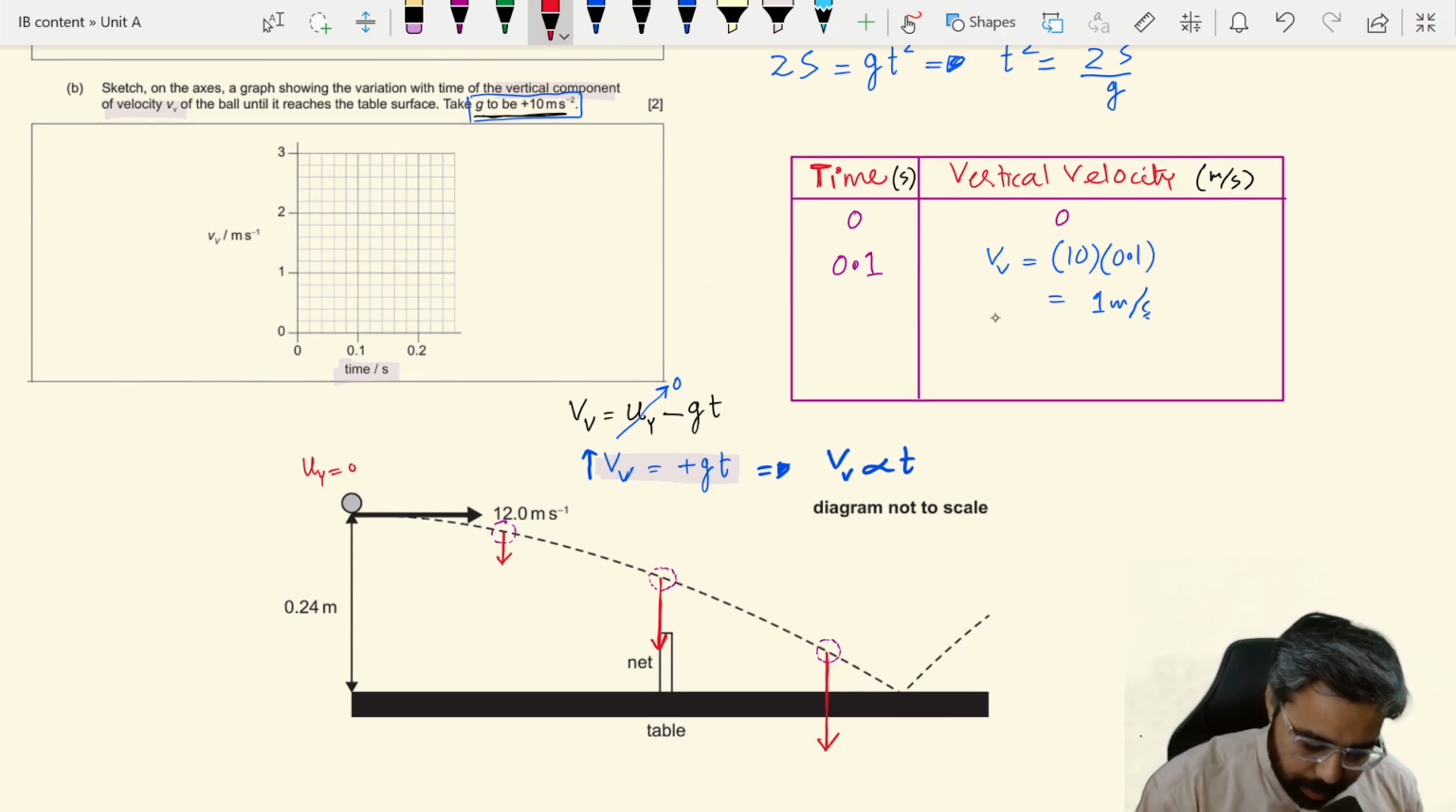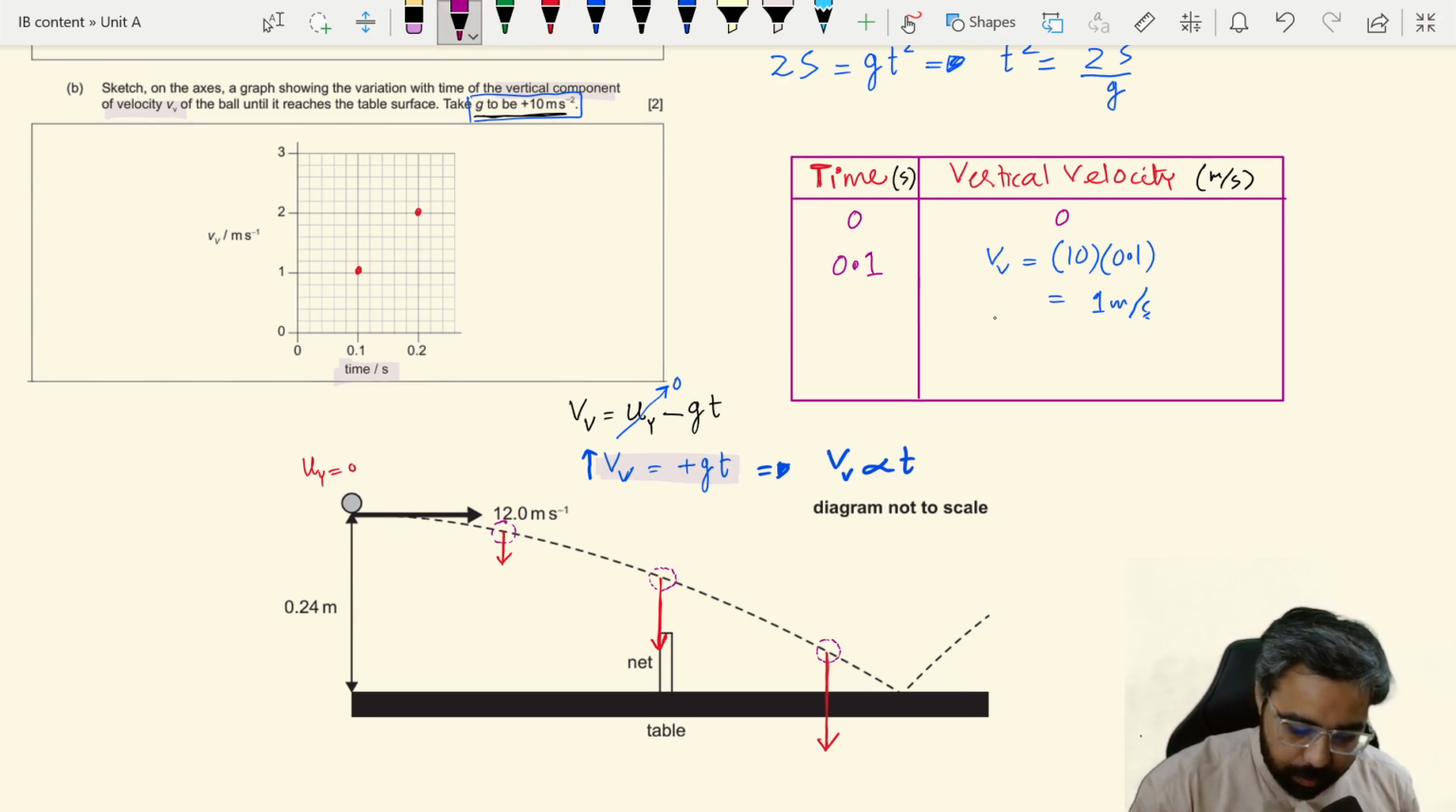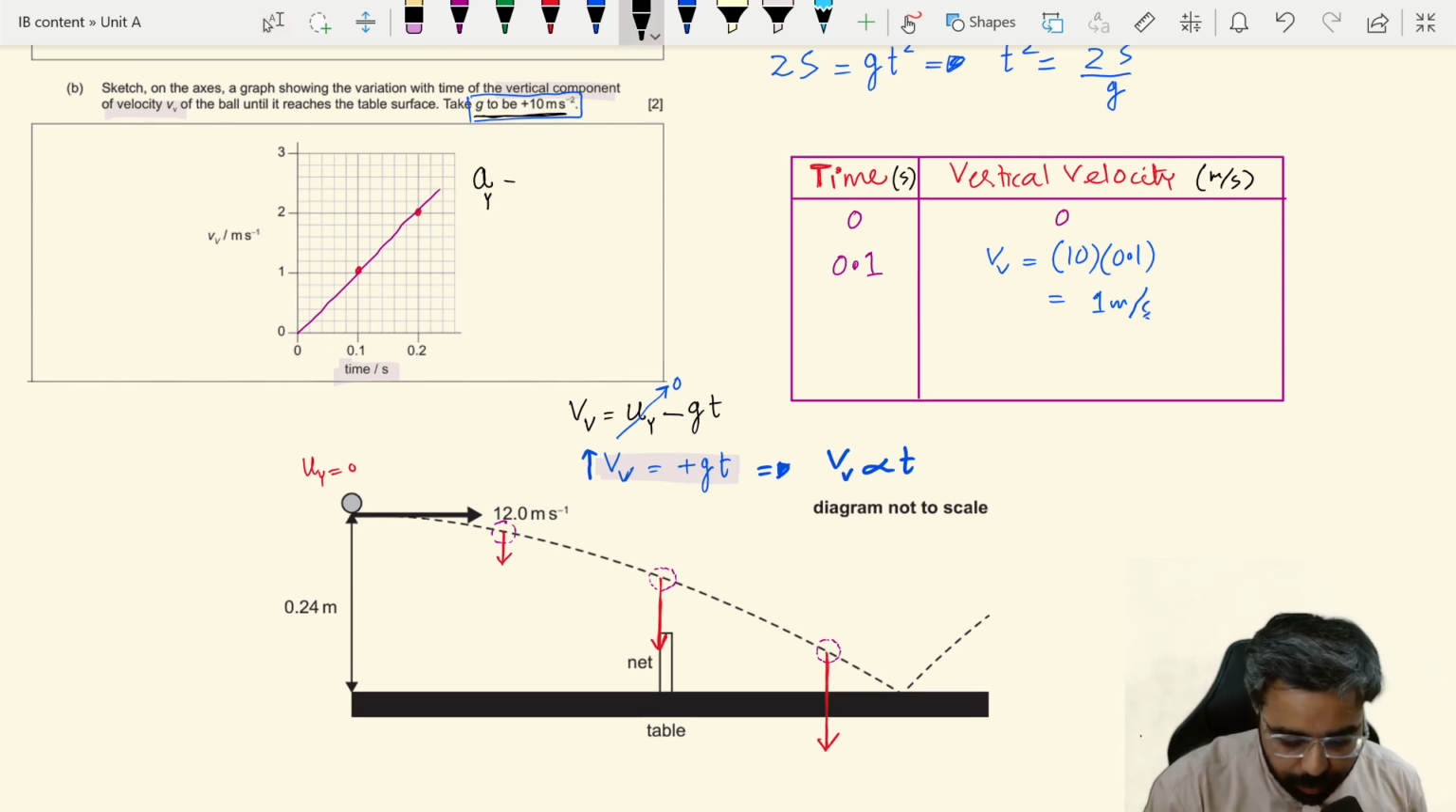So let's draw the point. So that is exactly here. And in the same way, you can get another point at 0.2 seconds. We will get this. So when we join these 2 points, you will get this graph, and you can find the gradient. Okay, you know that the gradient will also give you the acceleration along the y-axis. So you can find the rise over run for this graph. So that should be equal to 1 over 0.1. So that is 10 meters per second squared.